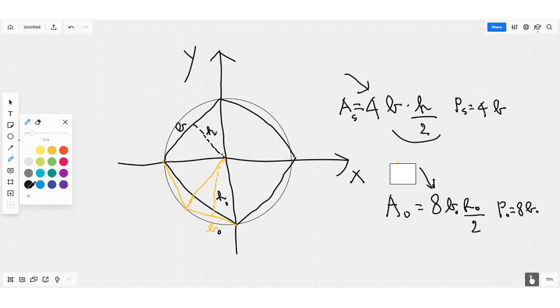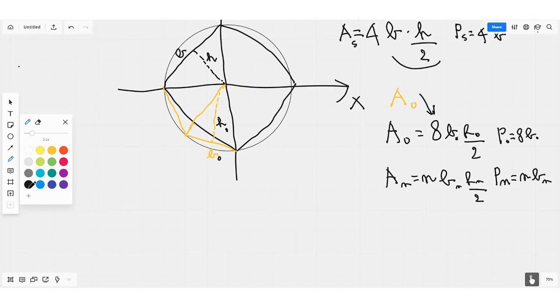Alright, so now imagine that you are increasing the number of sides of the polygon so that our polygon will become closer and closer to the circle. So the perimeter, for a polygon of n sides, P_n, will be n times b_n, and the area will be n times b_n times h_n over 2. Alright?